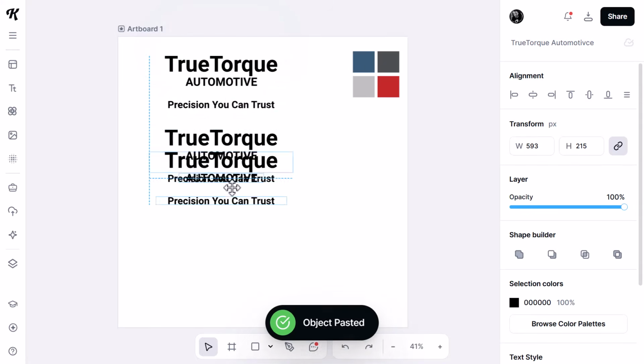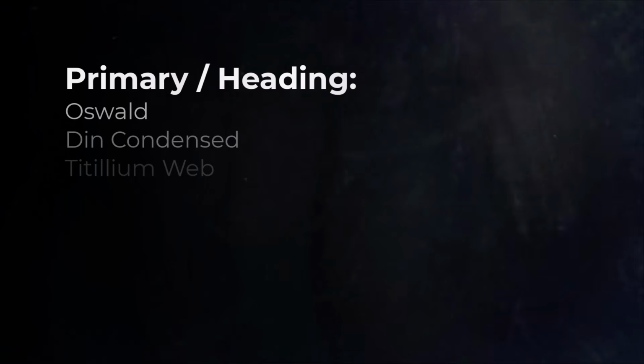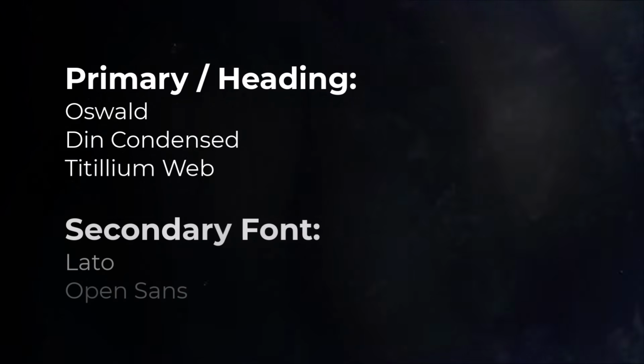And then I'm going to go through and look up what fonts ChatGPT has recommended and start implementing them into a couple of different variations so I can take a look and compare to see which one I think looks best. So for our primary heading, we have Oswald, DIN Condensed, and Typography Web. But secondary font, we have Lato and Open Sans. So we need to try out and compare these fonts.